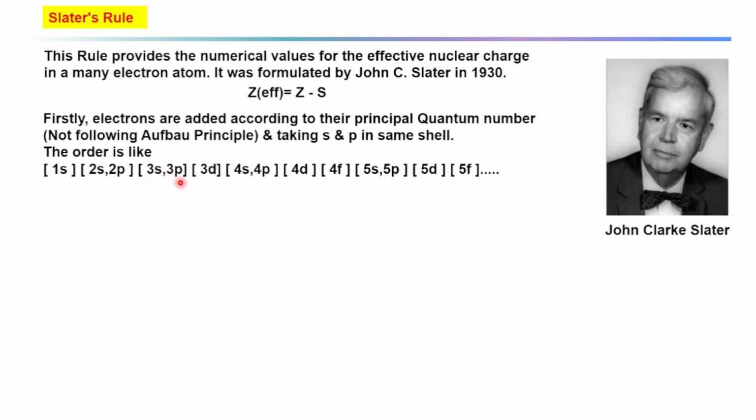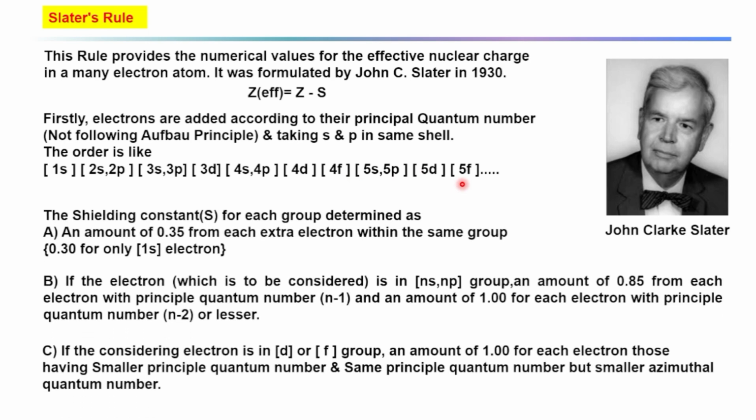So after 3s and 3p, you will put 3d. Then again you will put 4s and 4p together. Then you will put 4d. Then you will put 4f. So d and f are separate. Only s and p you can put together. d, f, g, these you will put separately. Then you will again put 5s and 5p. Then you will put 5d and then 5f.